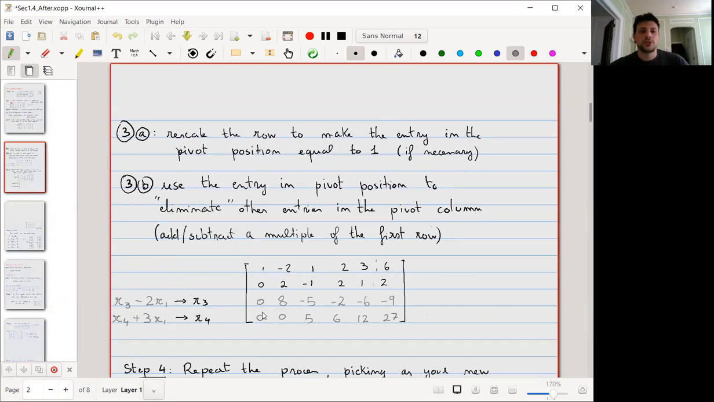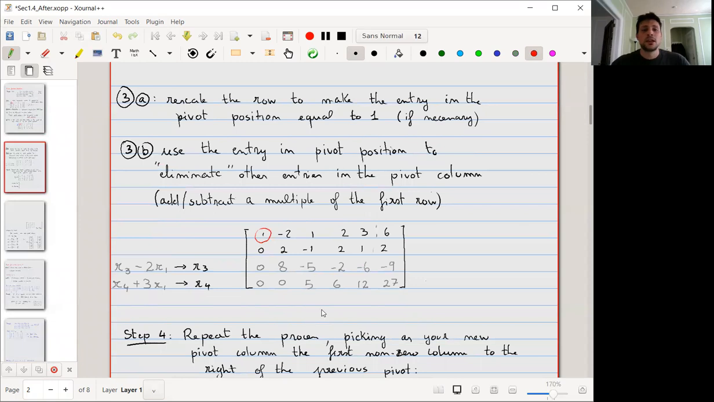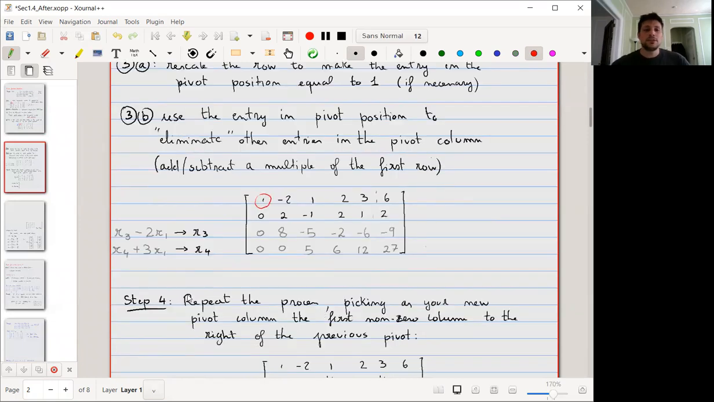So this is the conclusion of step 3b. We found a pivot position, we put a non-zero entry in it, we made the non-zero entry equal to 1, and then we eliminated all the other entries in that column. The next step is to repeat the process, starting this time with a smaller matrix. So the new pivot column will be the next one, the next column with non-zero entries.